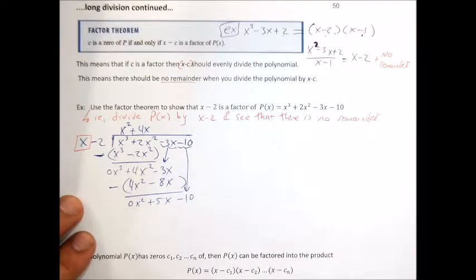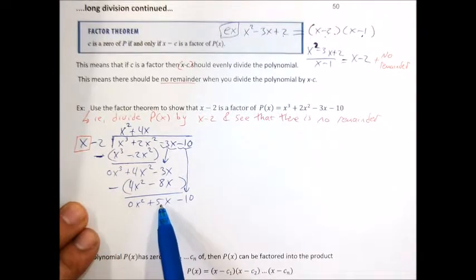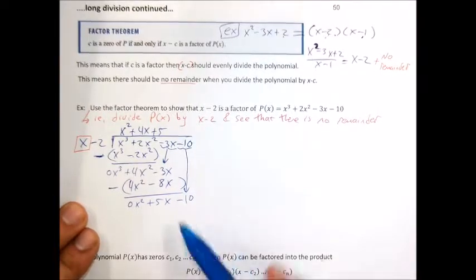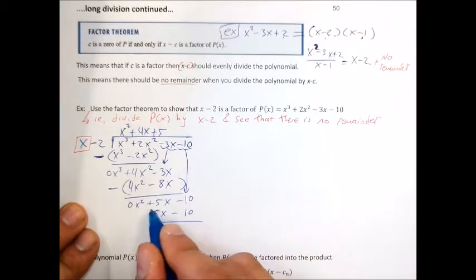Is that okay so far? And then this will be the last step. I think x times what gives me 5x? That's just plus 5. And then when you multiply that 5 back through the x minus 2, you get the exact same thing that's already down here, which means they're going to cancel.